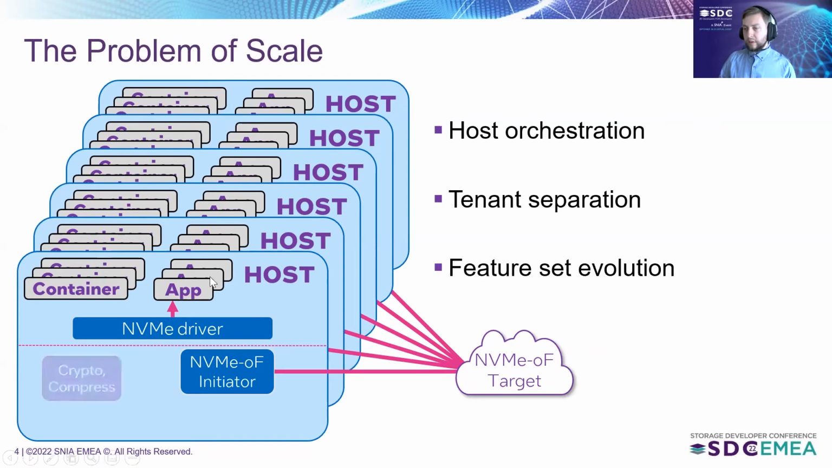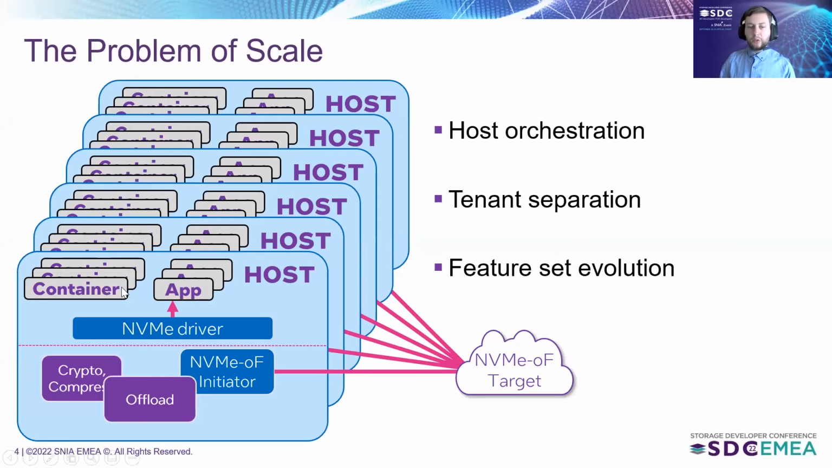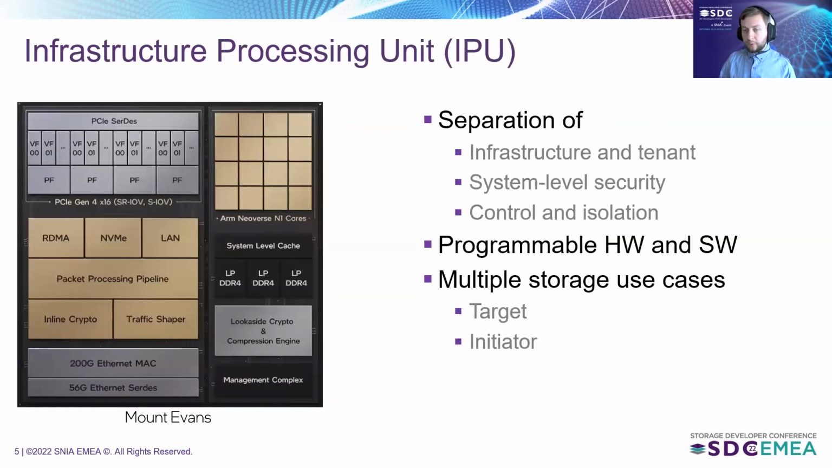Another problem that might arise is addition of new features, which often requires changes in software and most likely hardware as well. This is even multiplied when considering offloading different types of workloads. So going back to the issue of scale, doing that dynamically across the whole data center is the problem that infrastructure processing unit tries to solve. So this is where IPU comes in.